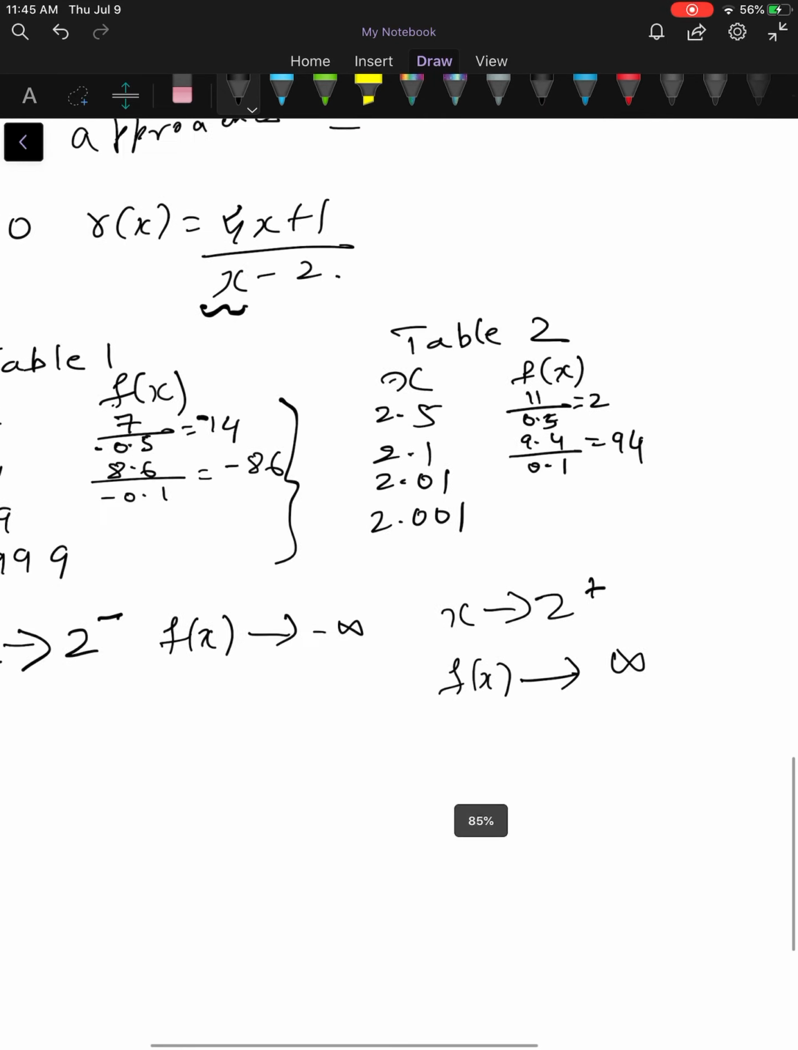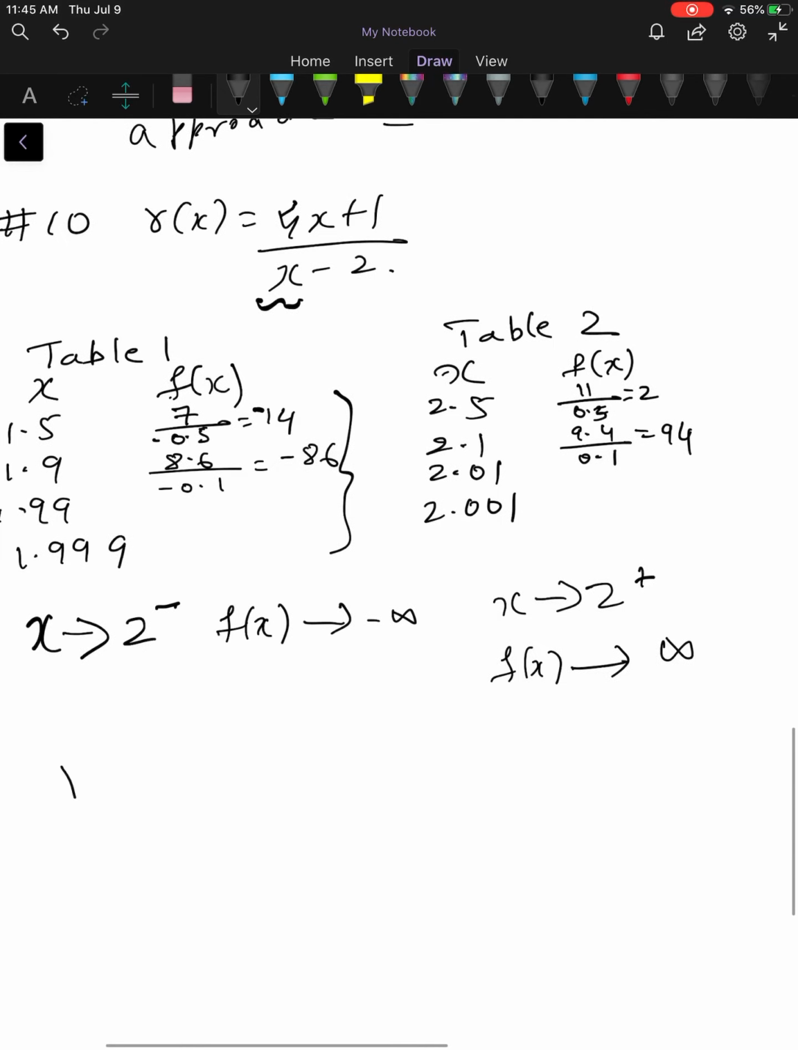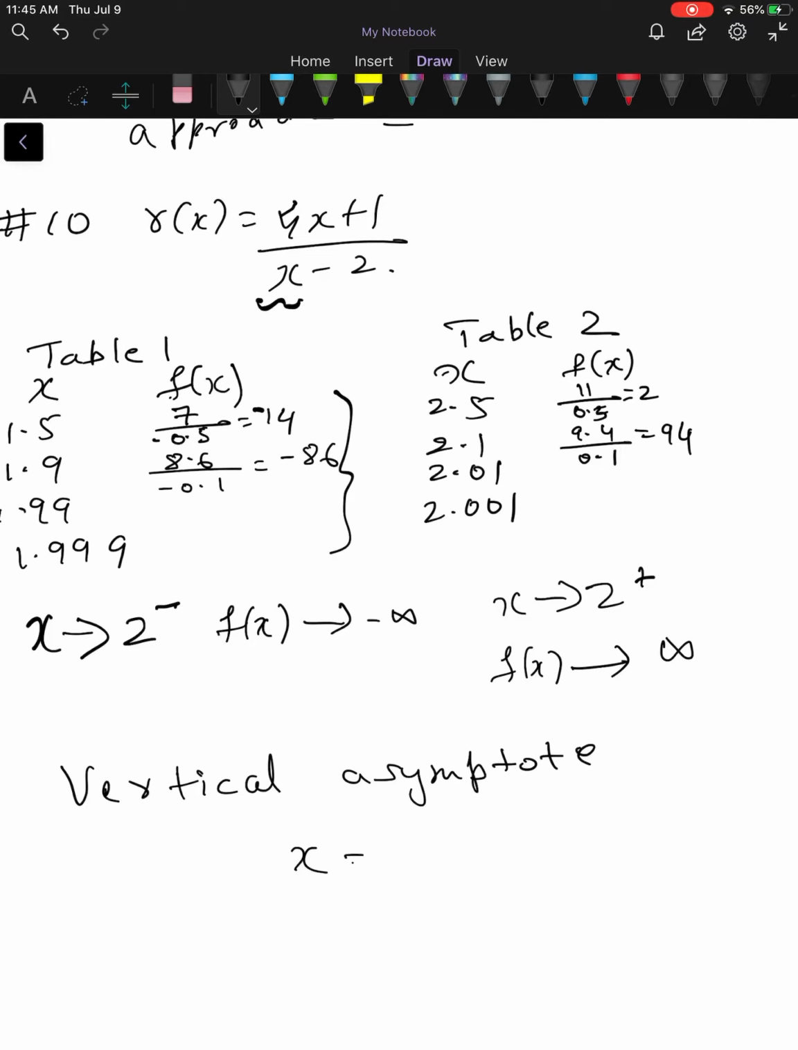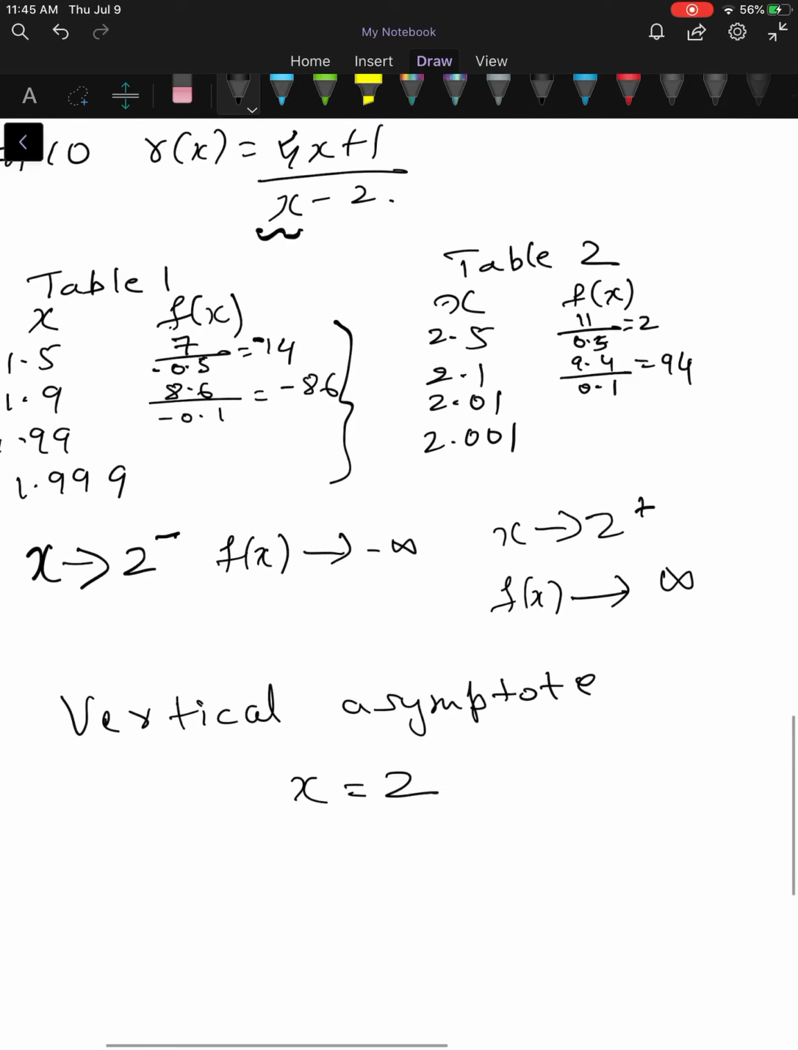So what is our vertical asymptote? So the vertical asymptote is our line, the line x is equal to 2, correct?